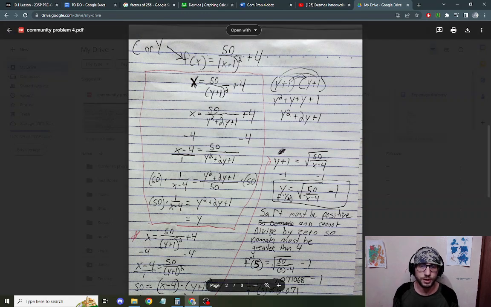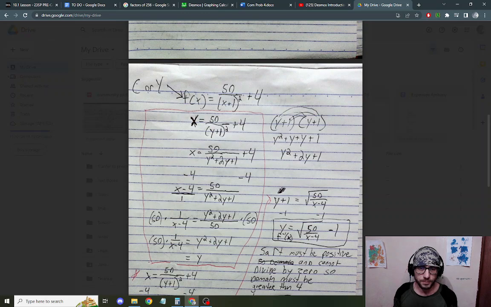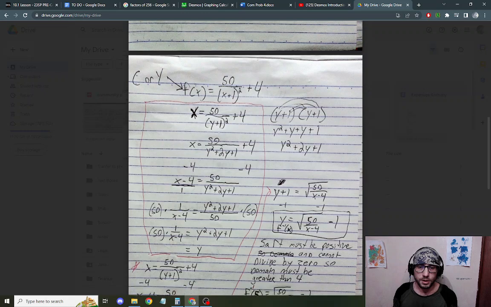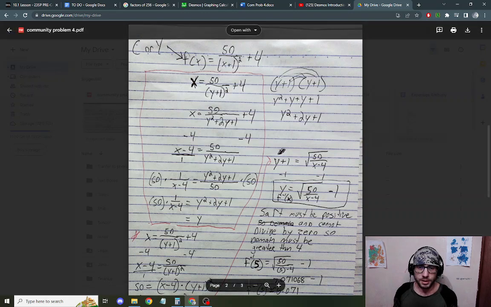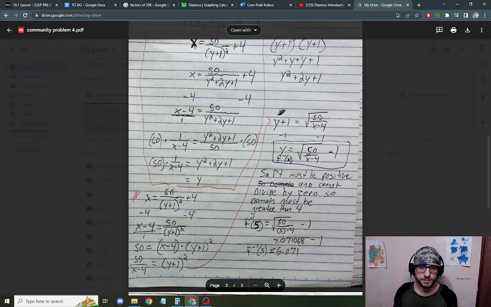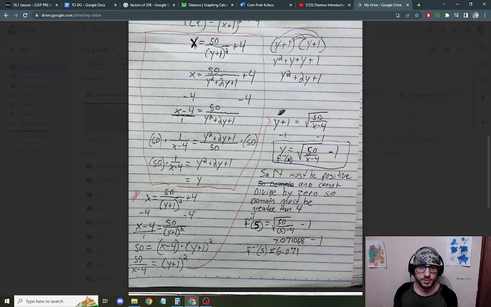Again, f of x is y, so I change that into an x, and on the right-hand side where I have x, I change that into a y. The first thing I did was FOIL out this squared expression, and I got y squared plus some y in the denominator. I subtracted 4 from both sides and got x minus 4 over here. I turned that into a fraction, and then I cross multiplied.